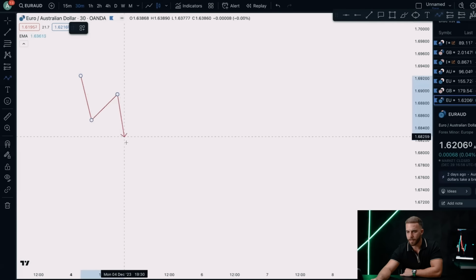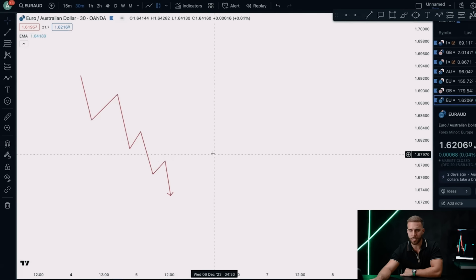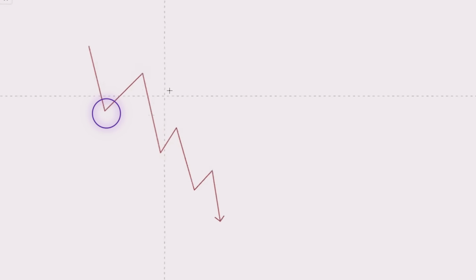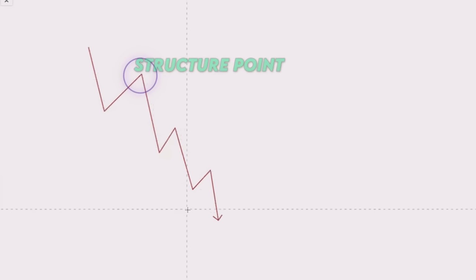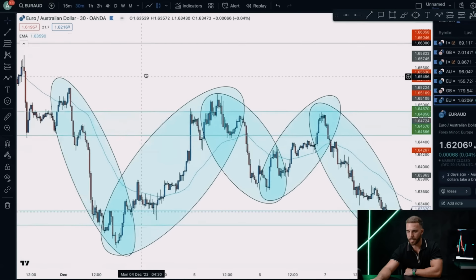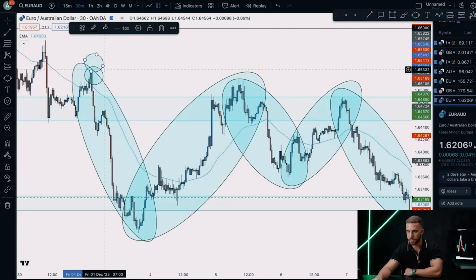As you guys can tell, this is a bearish market. A bearish market consists of lower highs and lower lows. These were the elbows that I was talking to you about, or the triangles. This is what is considered a structure point in the market. This is what it looks like on a line chart, and this is what it looks like on a bar chart. So every single one of these elbows or triangles, this right here is market structure.